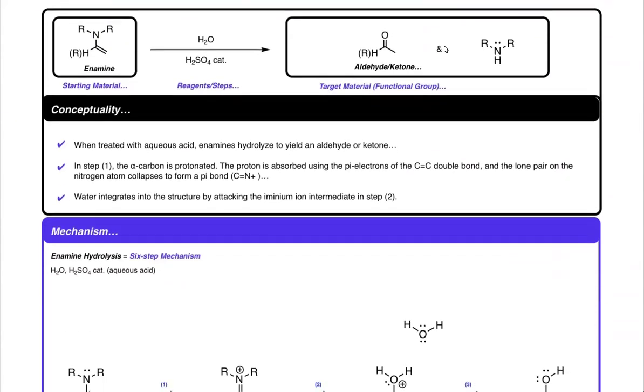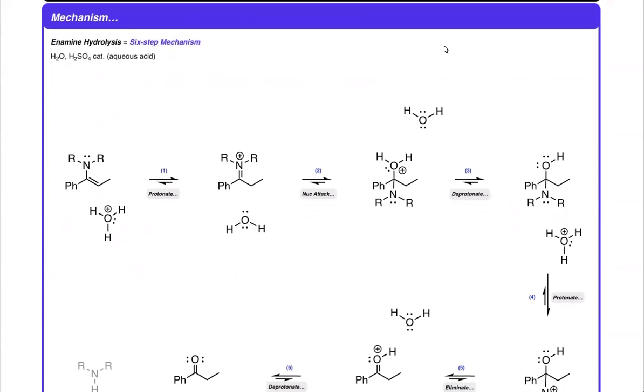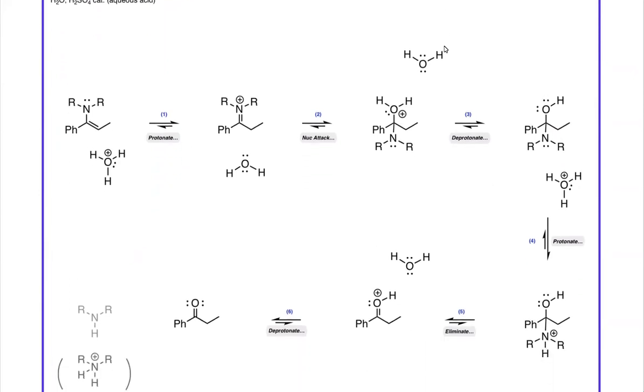Now, looking at enamine hydrolysis, the mechanism is identical after step one. What we need to do in step one is this. We need to collapse a lone pair from the nitrogen, forming a carbon-nitrogen pi bond, and then we need to break the carbon-carbon pi bond. And in that step, you're essentially bonding the alpha carbon to the hydrogen from hydronium. This hydrogen here is being added to the alpha carbon. Kind of a goofy arrow push.